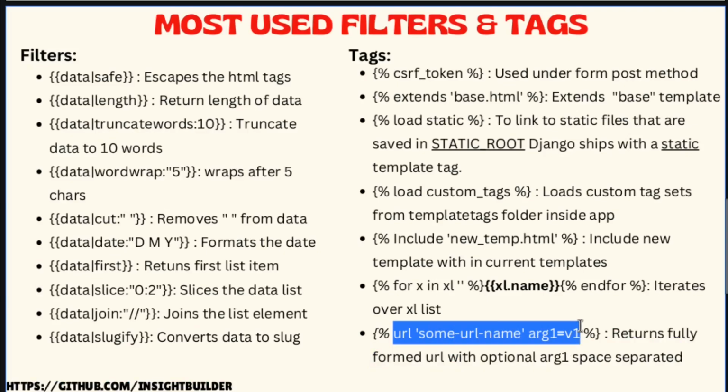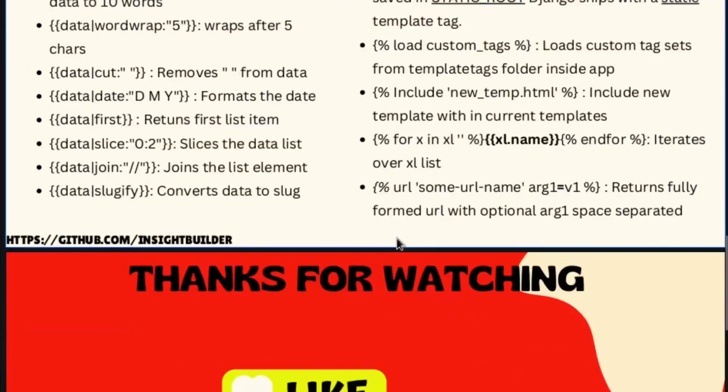We have URL. What happens in the case of Django is that you can name the URL path. When you are going to use this URL tag, you can give the name of the path, and it will convert this name into the actual URL itself. These are a couple of important tags that I want you guys to understand.